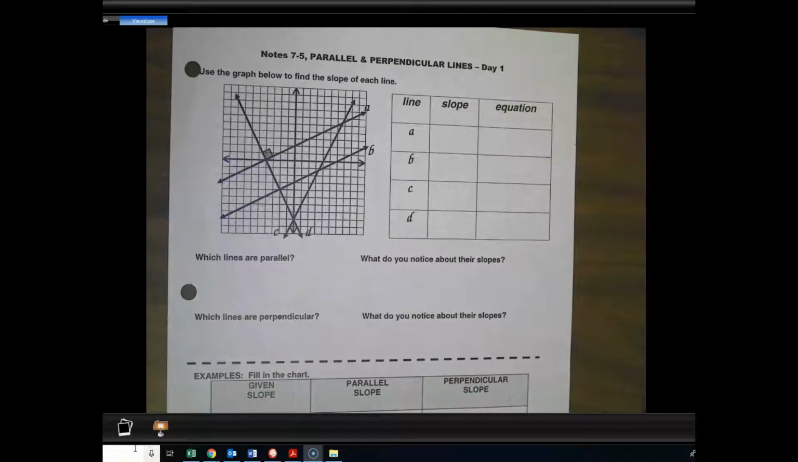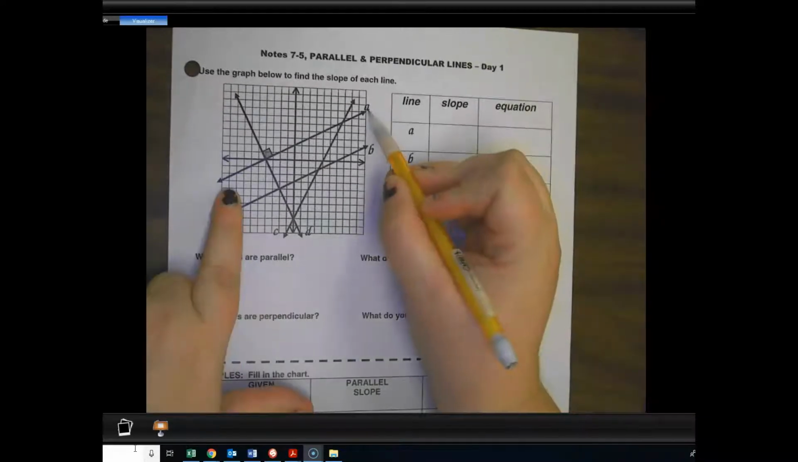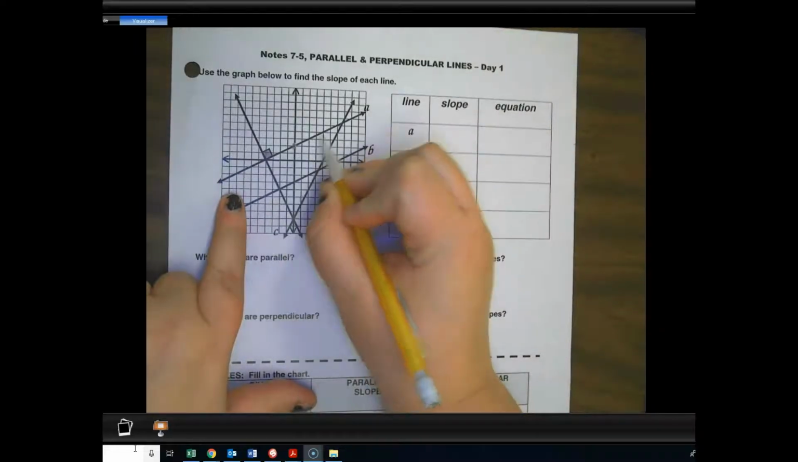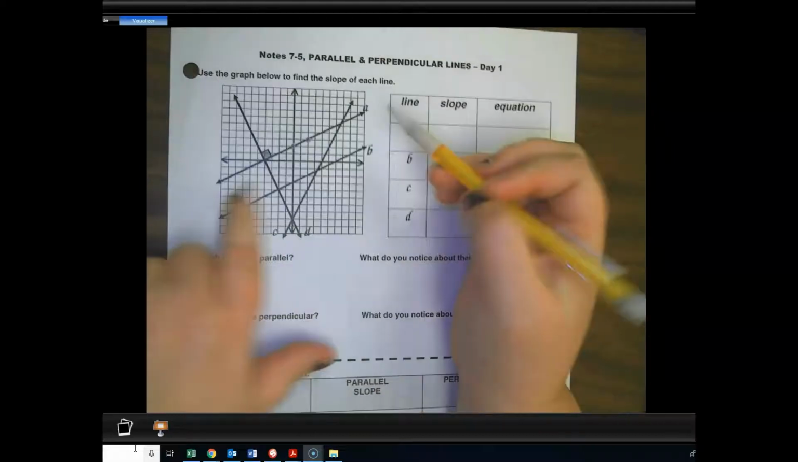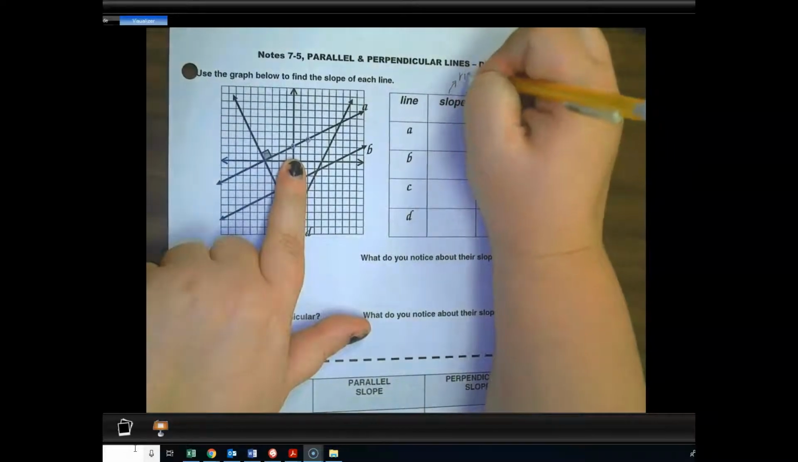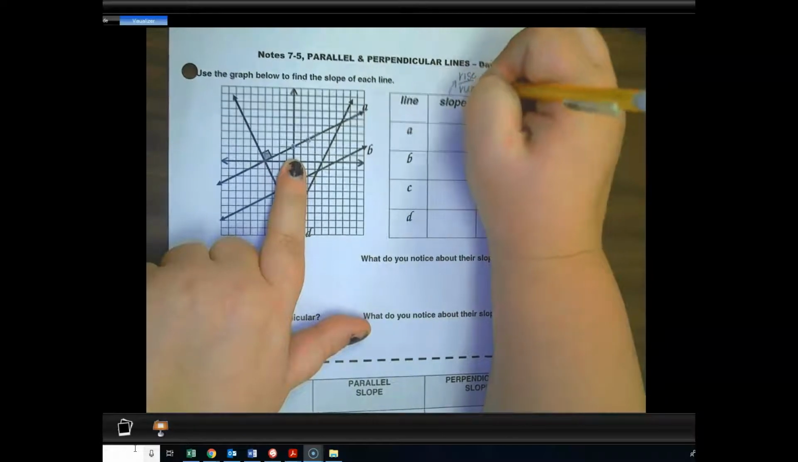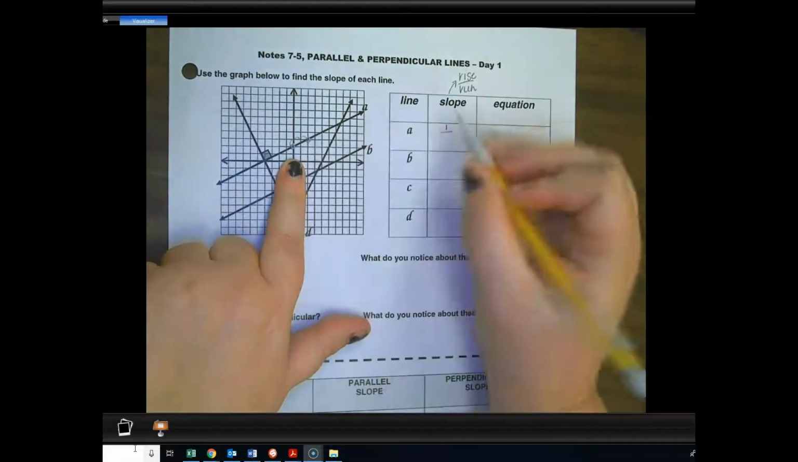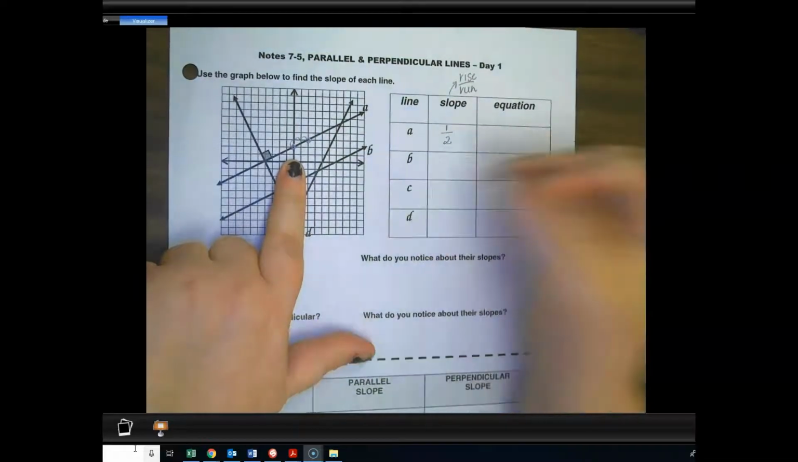All right, these are the notes for 7-5, and we're going to be looking at parallel and perpendicular lines. We're going to use this graph to find the slope of each of the lines. Let's first look at A. We're going to find 2 points that go through corners nicely. Remind ourselves, slope on a graph is rise over run. We rose 1, we ran 2, so it has a slope of 1/2.